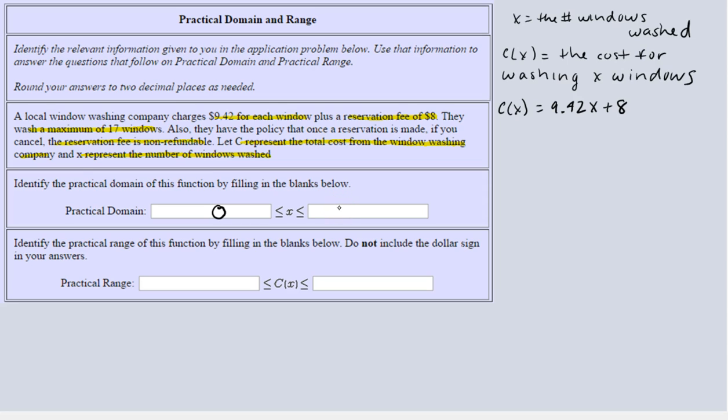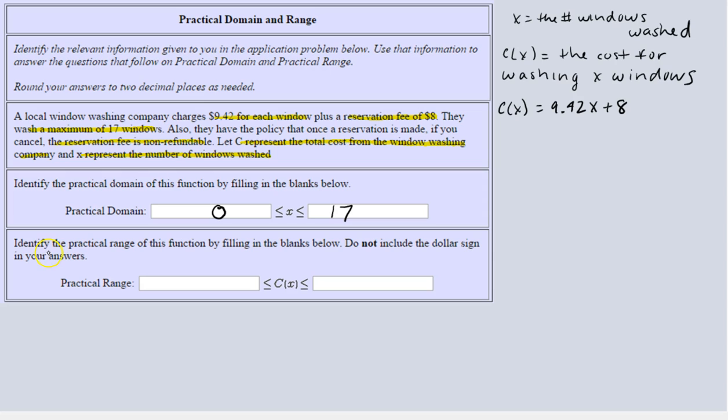Now, what's the largest value of X? Well, that would be the maximum number of windows that they could wash. And notice that was given in the problem. They wash a maximum of 17 windows. So that's the company's maximum, so we're going to fill that in there.